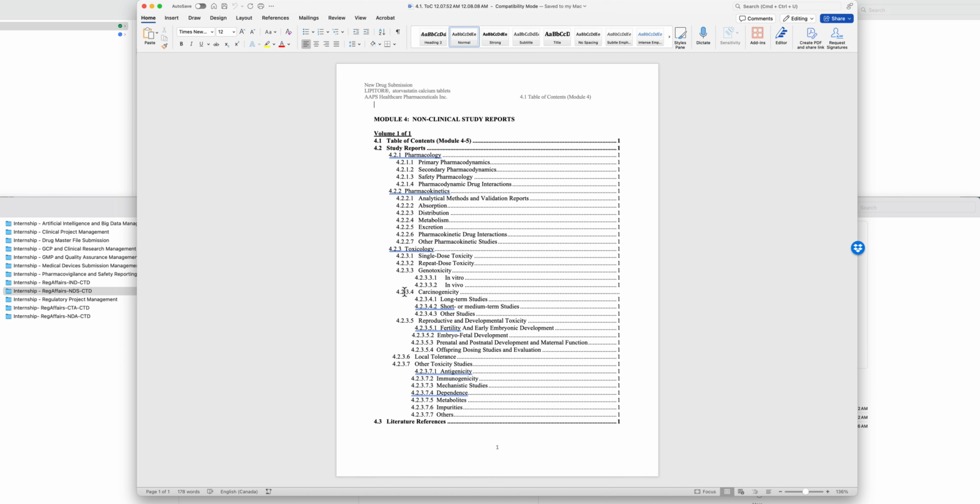Then we'll also look into the ability of the drug to cause cancer. This is where we will have studies on carcinogenicity, where we will have long-term studies, because as you know very well, cancer doesn't appear right away. It will take some time, and this is why we may sometimes go on the market, but still we are continuing to do carcinogenicity studies.